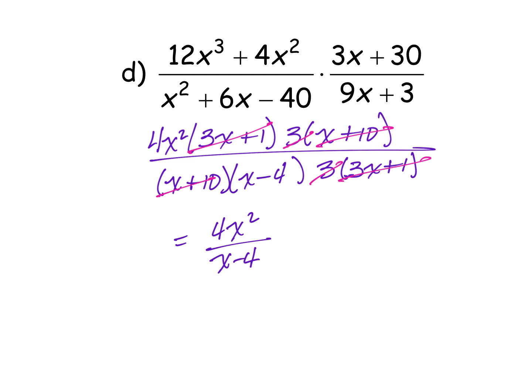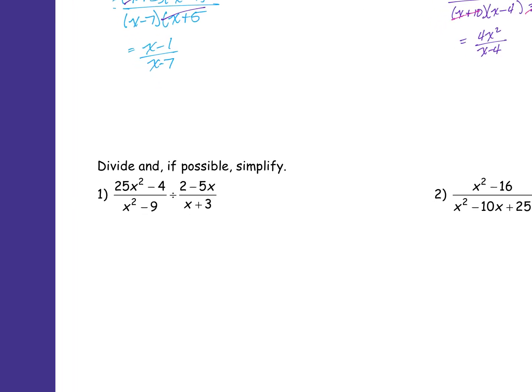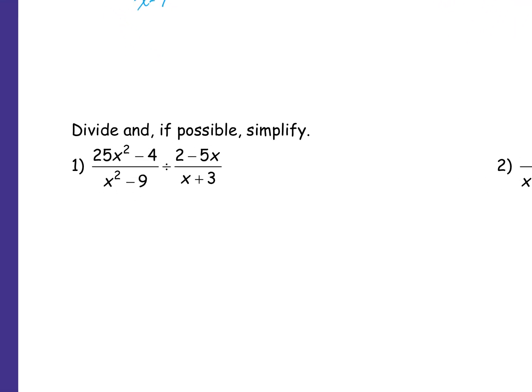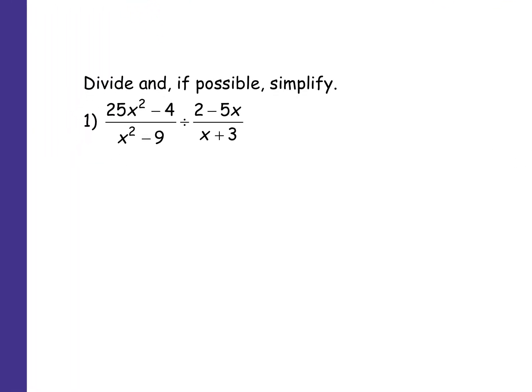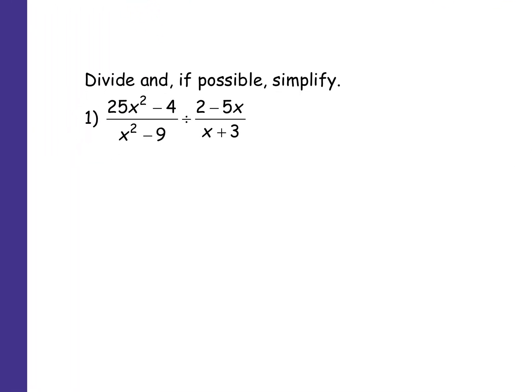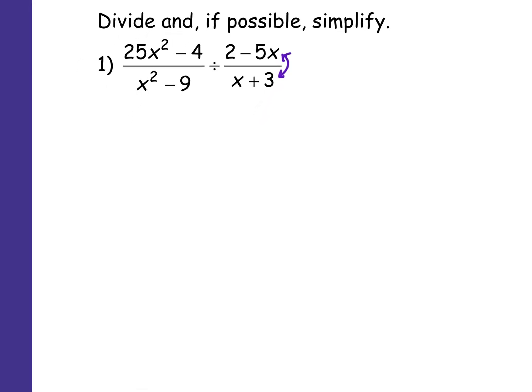it should be okay. All right, so now we're going to move to division. So we've done multiplication, now we're going to move to division. The difference between multiplication and division is before I can cancel, I'm going to take this second fraction and I'm going to flip it, and then it becomes multiplication. So the second fraction becomes flipped.